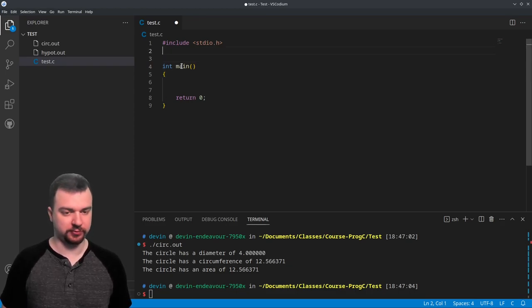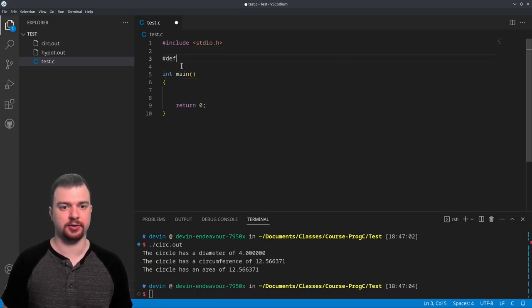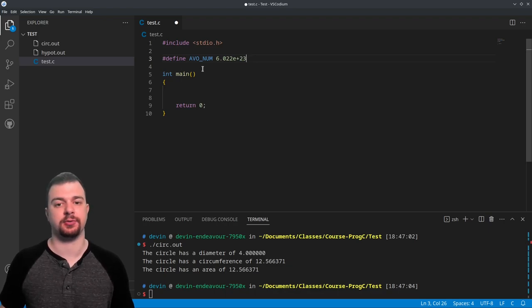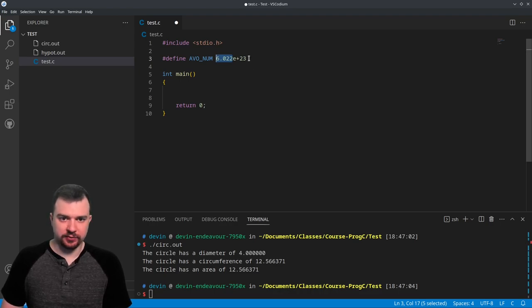what we are going to do is, before this in the preprocessor, very similar to our include, we'll write define. I'm going to name it avonum. You know, it's 6.022 times 10 to the positive 23rd. So notation wise, that is E plus 23. So 6.022, that's the basic part of it. And then times 10 to the 23rd can be substituted down to E plus 23. But this gives us a constant for Avogadro's number in our preprocessor.